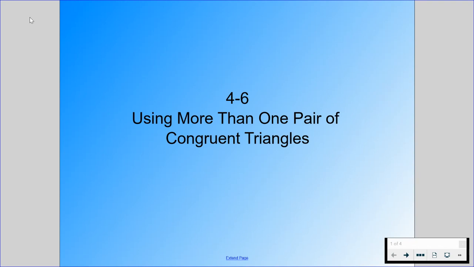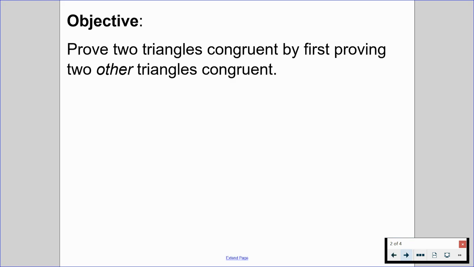So in this video, we are going to be going through chapter 4, section number 6, titled Using More Than One Pair of Congruent Triangles. Previously, we've discussed how to identify congruent triangles using these different theorems or postulates. Then we talked about how to use that information to then deduce that we have another set of corresponding parts. But now we're going to be talking about how to identify more than one pair of congruent triangles to help us with the bigger picture in mind.